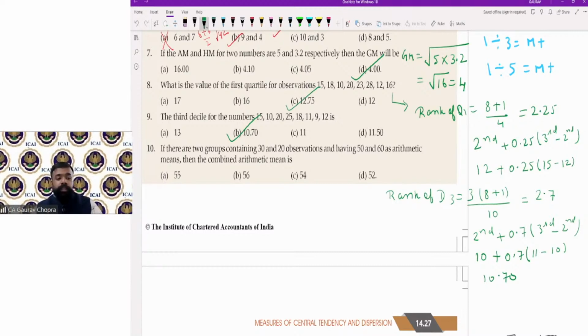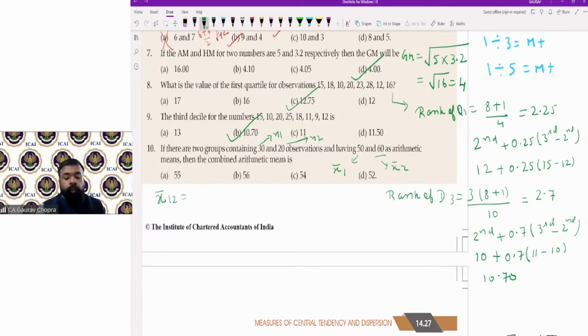Now, similarly, there is question number 10. There are two groups containing 30 and 20 observations. 30 and 20 are the observations, so this is N1 and N2. 50 and 60 are arithmetic means, so X bar 1 and X bar 2. Find out combined arithmetic mean.